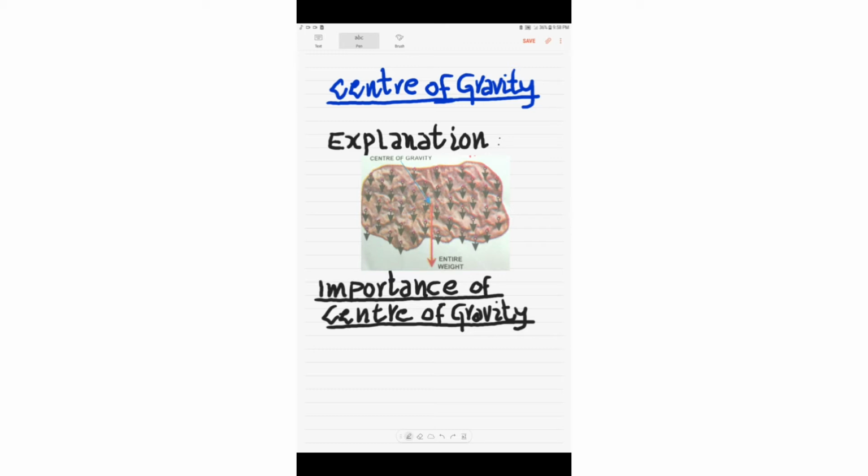The resultant of all these parallel forces is a single force equal to the weight of the body. A point where this resultant force acts vertically downwards to the center of the Earth is called the center of gravity of the body. It is denoted by capital G.